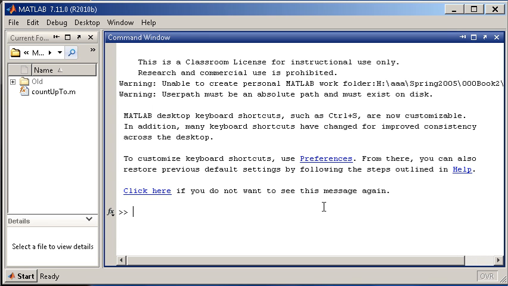This is project 1, video number 2, the one in which we read up the code. So I've fired up MATLAB already.